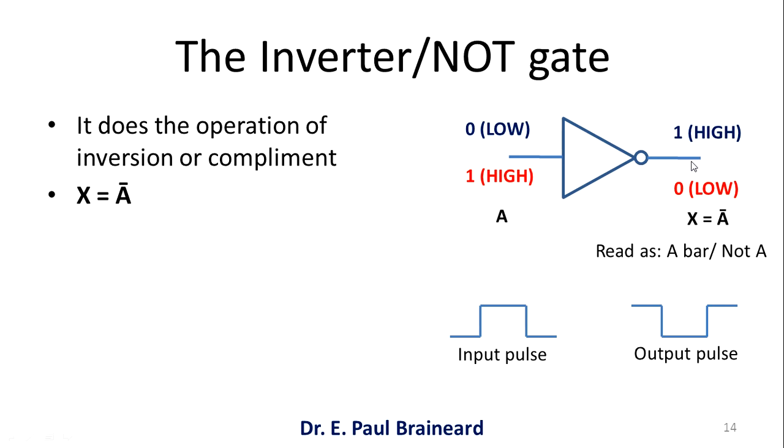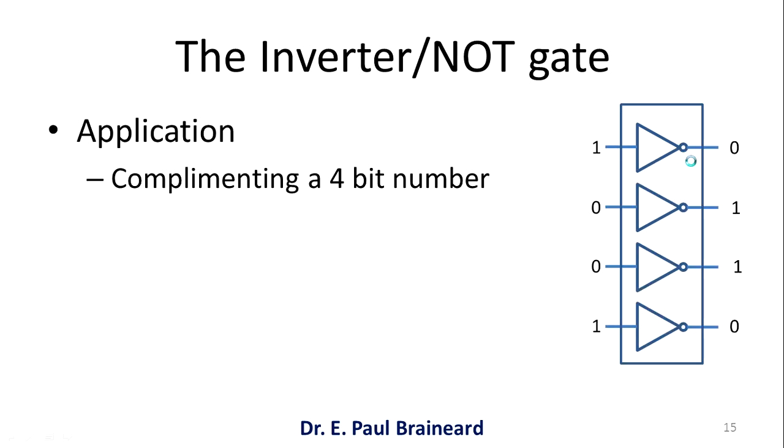Suppose you want to invert 1 bit, you require 1 inverter. But if you were to invert a 4-bit binary number, then you need 4 inverters like this. For example, if you give 1001 to this 4-bit inverter, then the output is 0110.